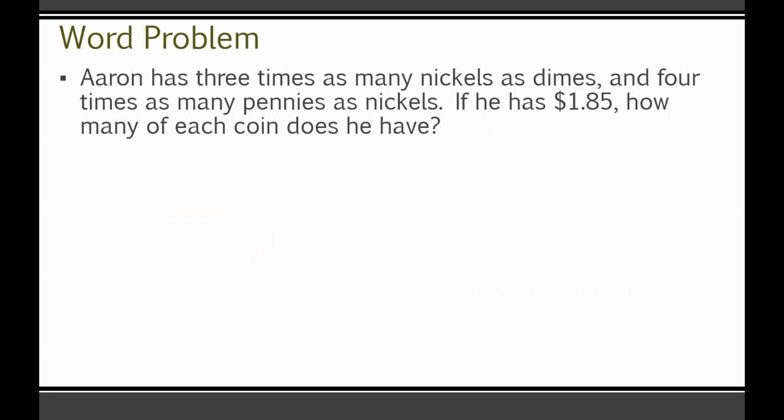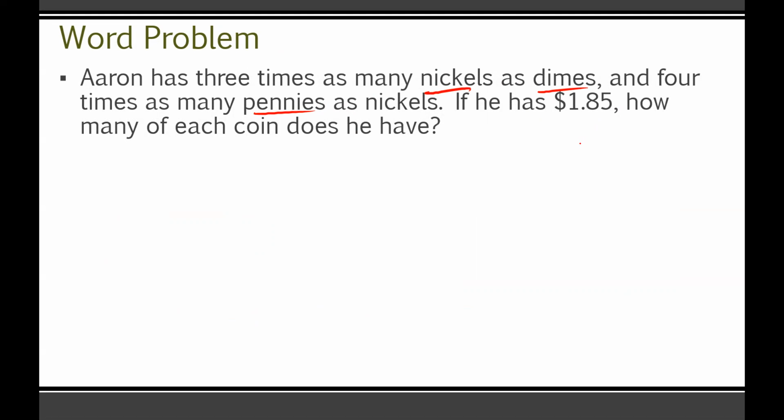Next word problem. Aaron has 3 times as many nickels as dimes and 4 times as many pennies as nickels. This is the first time we've ever thrown in 3 different kinds of coins here. He's got nickels, he's got dimes, and he's got pennies. Holy Toledo. Now, if he has $1.85, that's $1.85 in total, we're assuming, how many of each coin does he have?